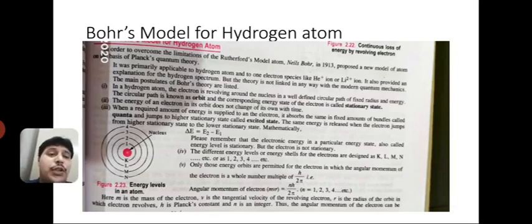So once again, the last point: only those energy orbits are permitted for the electron in which the angular momentum of the electron is a whole number multiple of h/2π. Now in this formula, mvr = nh/2π, this mvr is called angular momentum. Here m is the mass of the electron, v is the tangential velocity of the revolving electron, r is the radius of the orbit in which the electron revolves, h, we know very well, is Planck's constant, and n is an integer. Thus the angular momentum of the electron can be calculated.